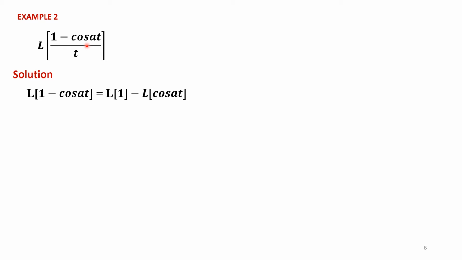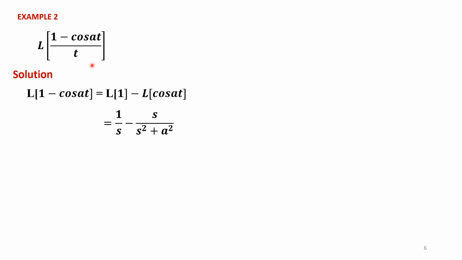So calculating L of 1 minus cos a t. Since we have a minus sign between the two functions, we can take L inside. So we can write L of 1 minus L of cos a t. L of 1 we know is equal to 1 by s, and L of cos a t is s upon s square plus a square. So the numerator Laplace transform is now 1 by s minus s upon s square plus a square.